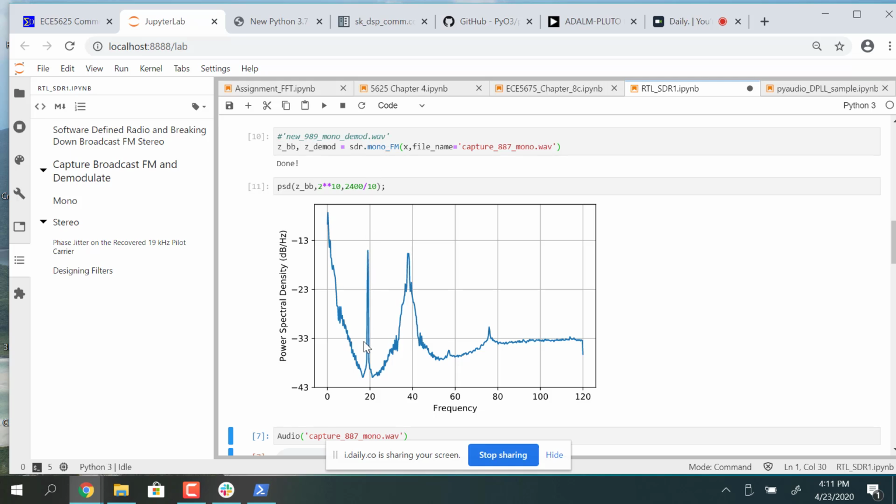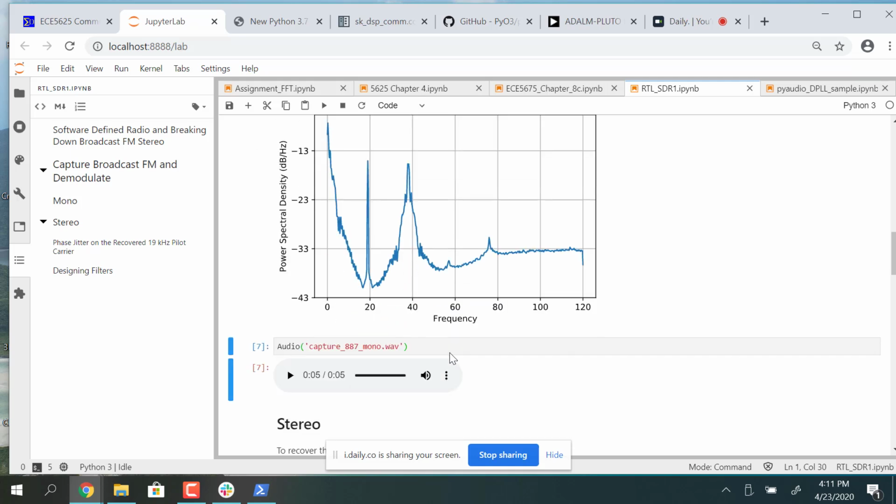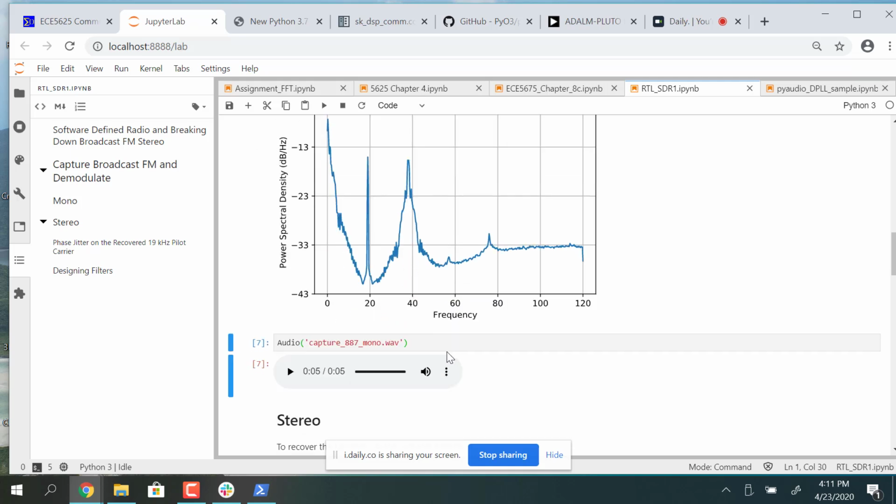Here's the 19 kilohertz pilot, right? Yeah, the pilot, and then L minus R is up here at 38 as double sideband. It's not as clean as it looked in the other picture before I refreshed it. You mean the theoretical one in the notes? Yeah, that's an idealized picture, though. Well, let's see what the program is that was playing when we demodulated it.